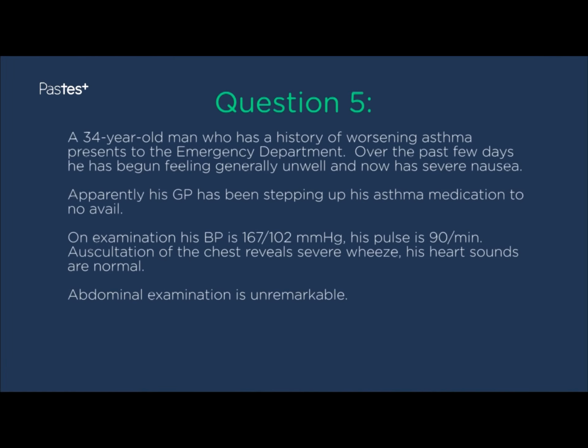In question 5, we consider a 34-year-old man with a history of worsening asthma presenting to the A&E department. Over the past few days, he has begun to feel generally unwell and now has severe nausea. Apparently, his GP has been increasing his anti-asthma medication, but without any benefit. On examination, his blood pressure is 167/102 and pulse 90 and regular. Auscultation of the chest reveals severe wheeze, but heart sounds are normal. Abdominal examination is also unremarkable.